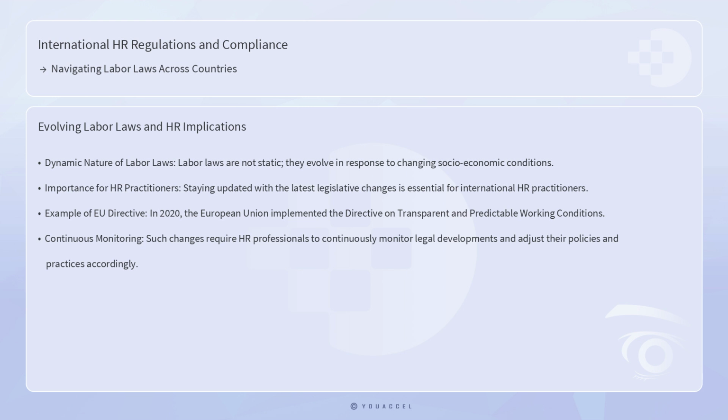Moreover, labor laws are not static. They evolve in response to changing socioeconomic conditions. Therefore, staying updated with the latest legislative changes is essential for international HR practitioners. For example, in 2020, the European Union implemented the Directive on Transparent and Predictable Working Conditions, which aims to provide more secure and transparent employment terms for workers. This directive mandates that employers provide detailed information about job conditions and employment terms at the start of employment. Such changes require HR professionals to continuously monitor legal developments and adjust their policies and practices accordingly.